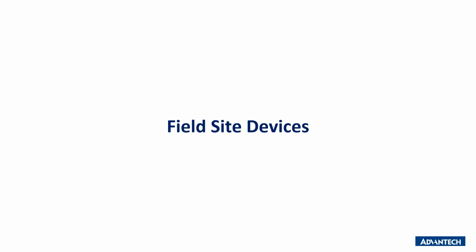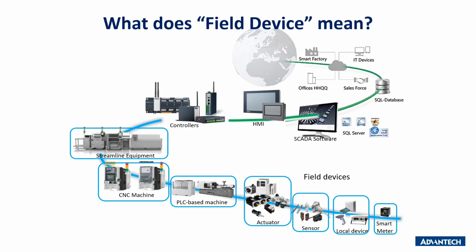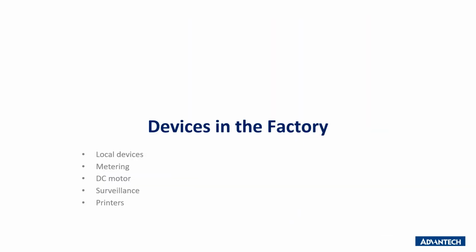What is a field site device? A field device is a piece of technical equipment such as an actuator or sensor located in the field of measuring and control technology. They are the foundation of an automated process. The main task of these field devices is to transfer data on processes and machines for monitoring and analysis.